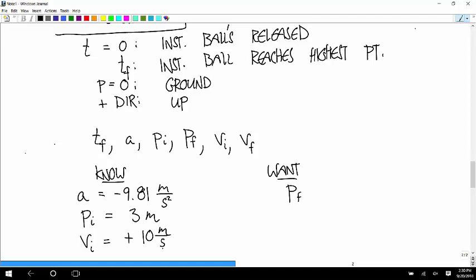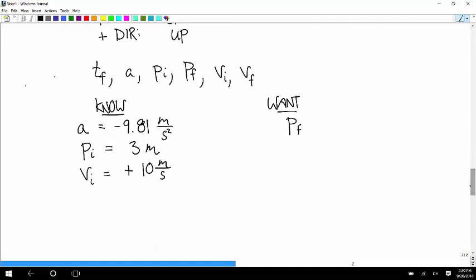And the last one, do we know the final velocity? Yes, this is the key thing for any problem that asks about the highest point, right? Final velocity is 0. At the highest point, it's slowed down all the way until it's stopped, and it's just about to start moving in the other direction. So it's at that one instant where it's not moving.